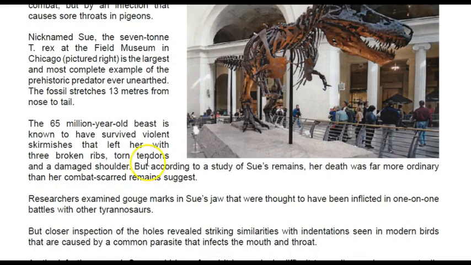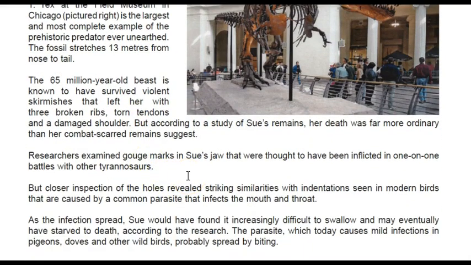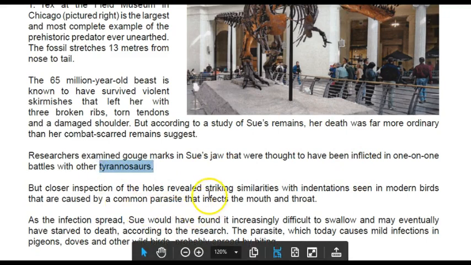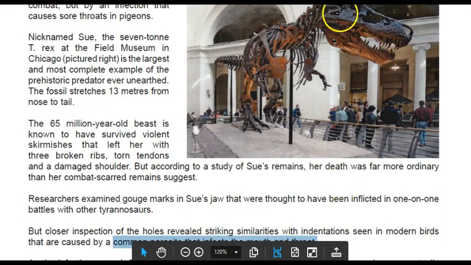Scrolling down a bit more, I then learned that actually researchers initially thought the gorge marks in the T-Rex's jaw were inflicted from battles with other tyrannosaurs. However, they noticed there were striking similarities with some of the indentations seen nowadays in modern birds such as the pigeon. And they realized that these could be caused by a common parasite that infects the mouth and throat, which is interesting because the mouth and throat of this creature is ginormous.